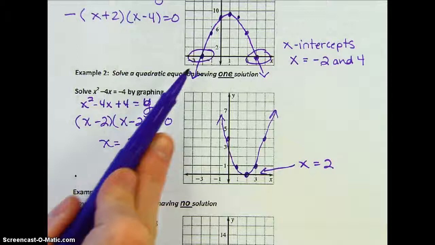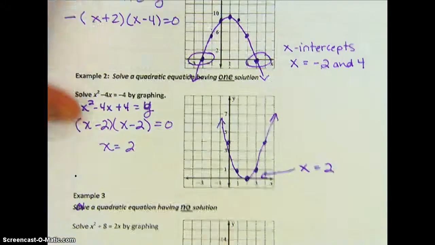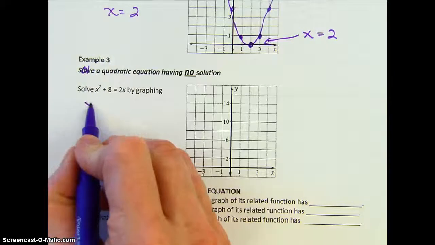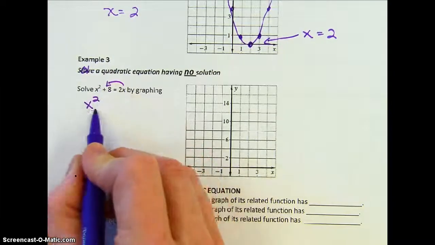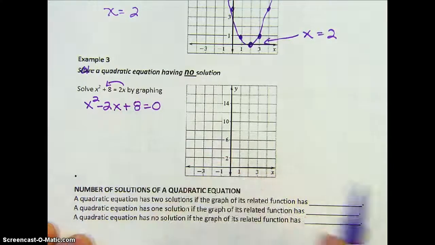Now, we have two solutions. We have one solution. The only thing that's left is to solve a quadratic equation having no solutions. So let's look at this one. So we have x squared. I need to bring the 2x over here, so it's going to turn negative, plus 8 equals 0.